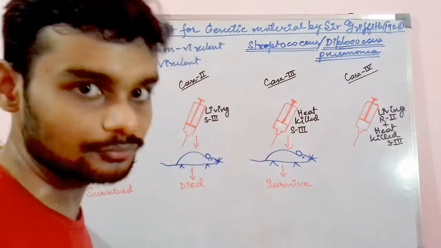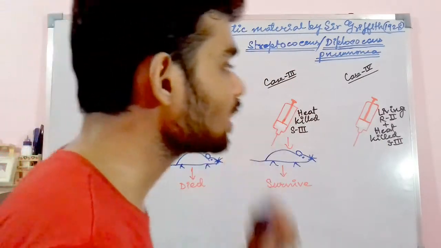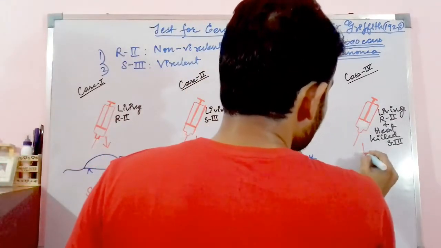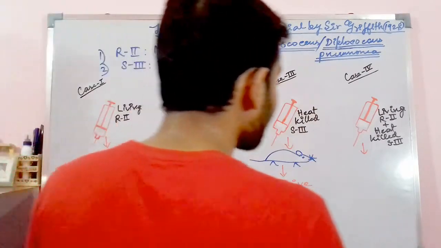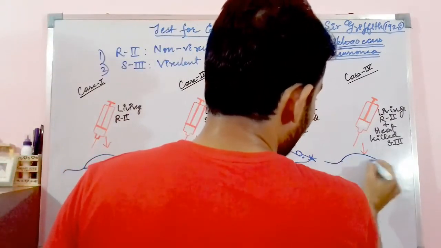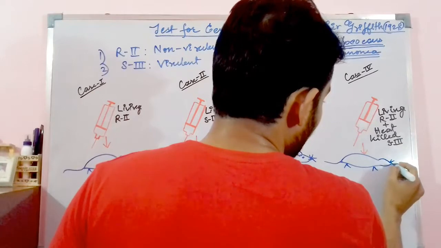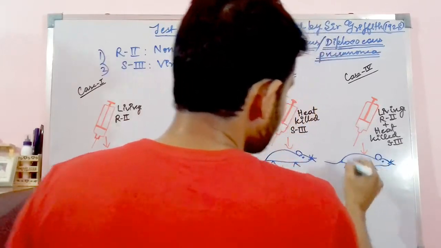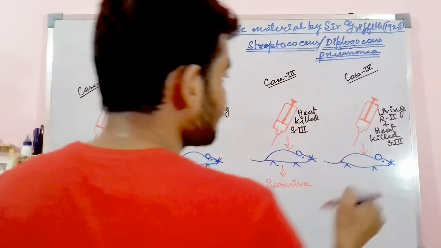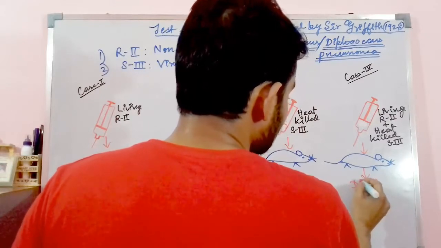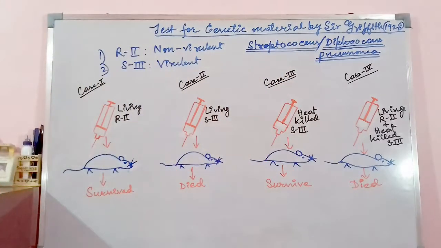Now, in the fourth culture medium, he took the sample of the living R2 type plus heat killed S3 type. In this case, what he found was very strange and conclusive of the entire fact of his experiment, the experiment he performed. In this case, he found the mice died. Okay, so this is the entire setup of his smart and straight cut experiment which he performed in 1928.